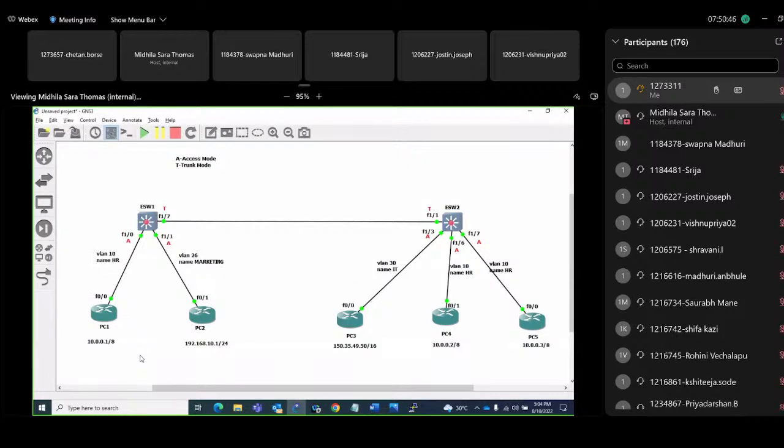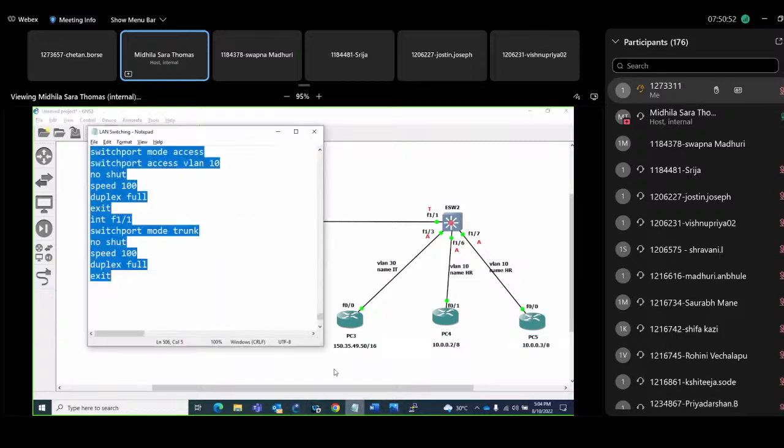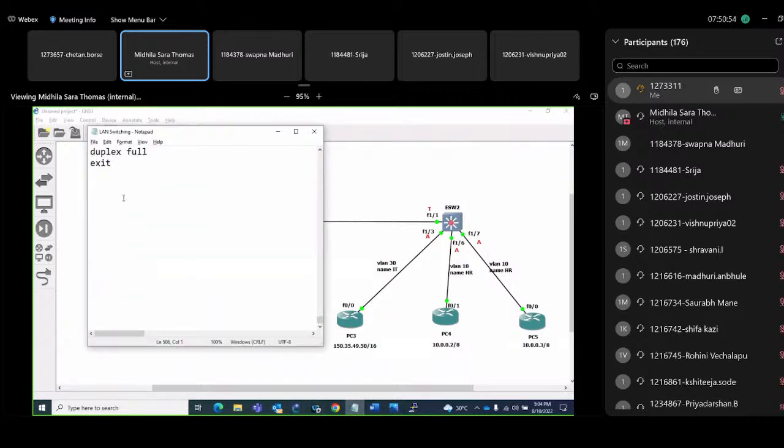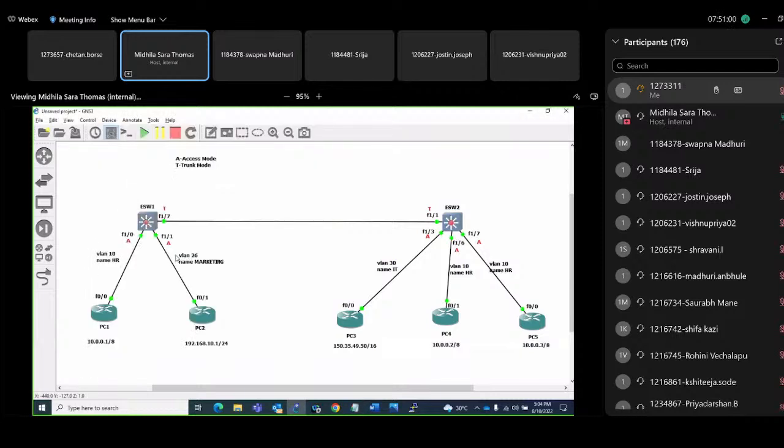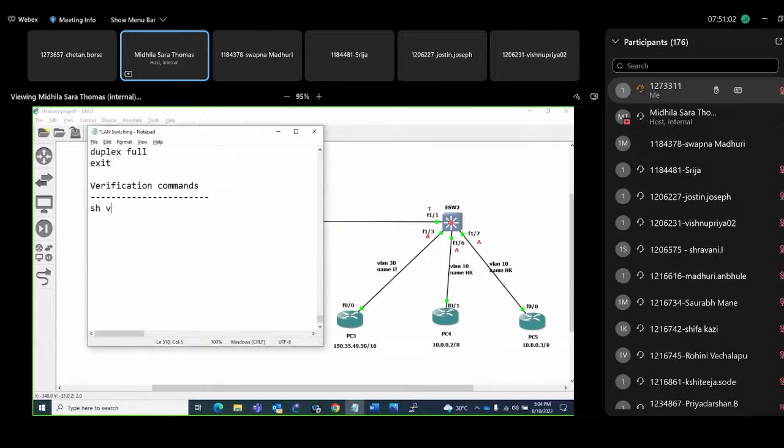We are done with the basic configuration. Now, some verification commands. First command in switch, show VLAN switch brief. It will give you an idea about the VLANs configured on the switch.